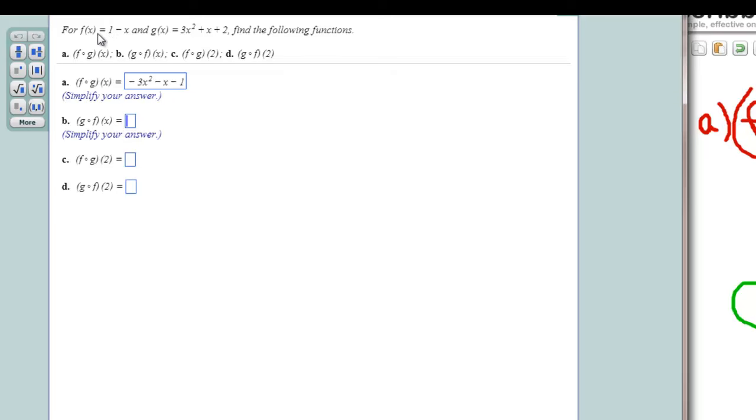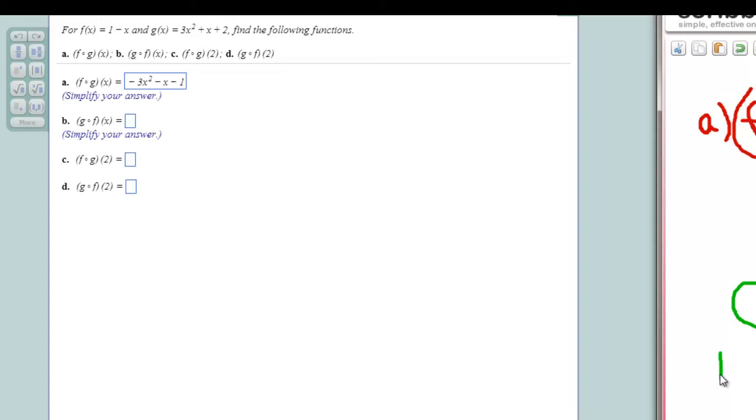So wherever I see x in the g of x, I have to put that in its place. This one might be a little bit longer because I see a square and I'm going to have to FOIL. So B is going to ask us to do just the opposite.